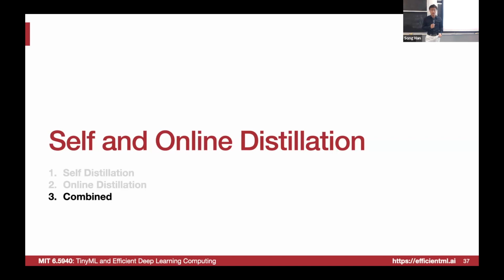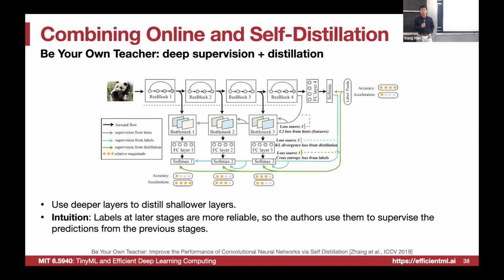And finally, we can combine them together to combine this kind of online distillation and also the self-distillation. Here, this paper is called Be Your Own Teacher, Deep Supervision plus Distillation. So here it has several loss functions. The most straightforward one is from this output label, supervision from the labels. Also, it has a supervision from distillation. For example, this neural network has 4 blocks, 3 outputs.